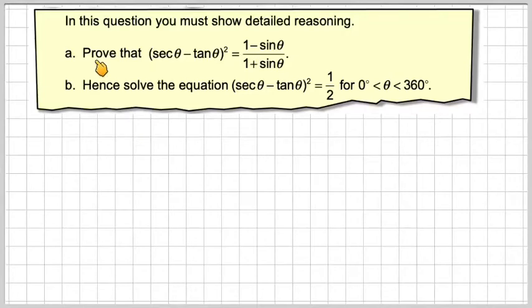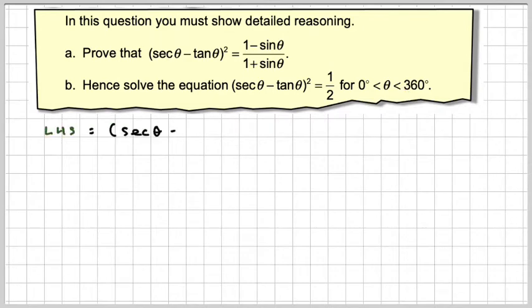So we've got to show detailed reasoning. So it says prove that (sec theta minus tan theta) all squared is equal to (1 minus sine theta) over (1 plus sine theta), and then hence solve the equation that sec theta minus tan theta is equal to half, and we're going to be solving this in degrees between 0 and 360.